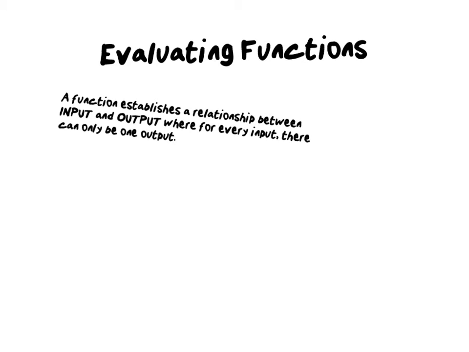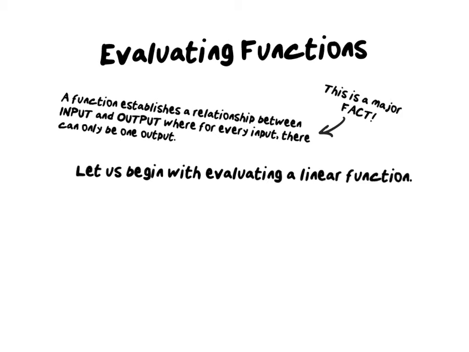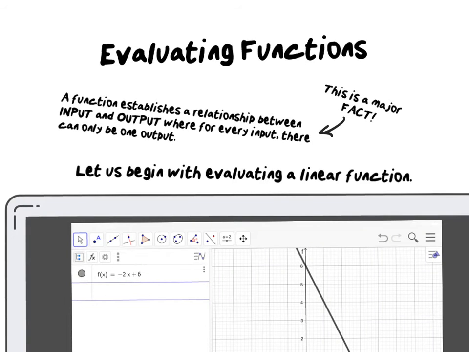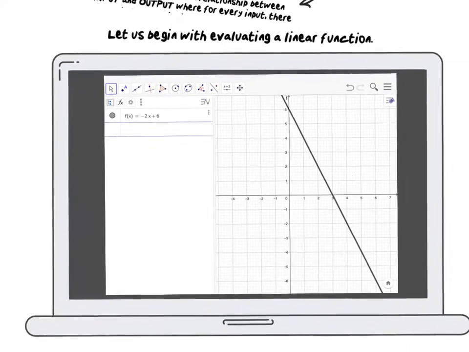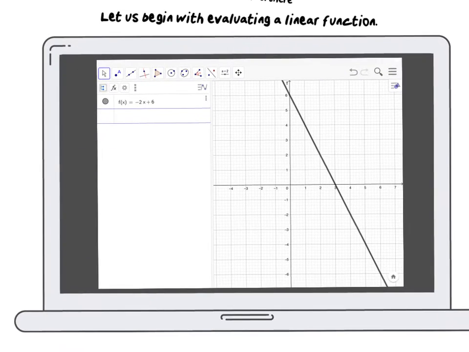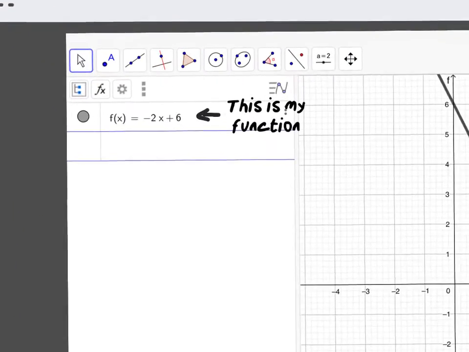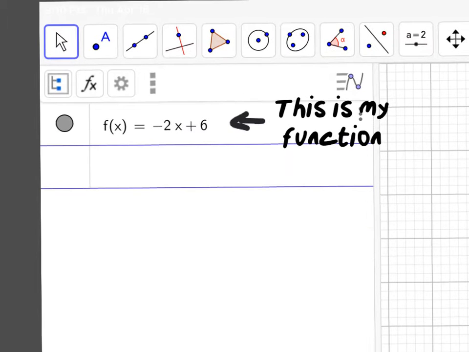Evaluating functions. A function establishes a relationship between input and output where for every input there can only be one output. So let's look at evaluating a linear function. This is my function, negative 2x plus 6. To evaluate this function at, let's say for instance, x is equal to 1, what I would do is replace every x variable with the number 1.